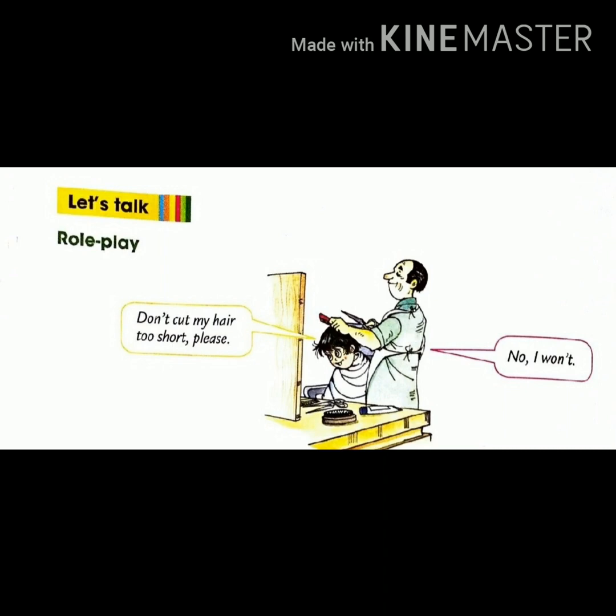Don't cut my hair too short, please. No, I won't. So here you can understand easily that one child is telling the barber that don't cut my hair too short, and then the barber was replying that no, I won't. So here no, I won't means that the barber will not cut his hair too short. Okay. So just look at the next exercise.